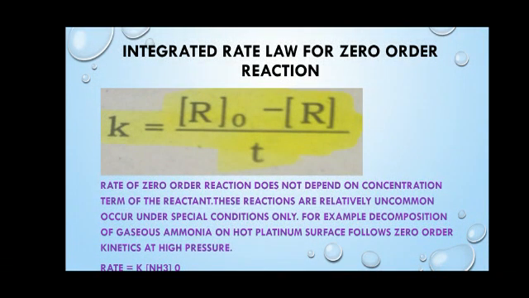This is now the integrated rate law for zero order reaction. You can see the integrated equation which is given here. k is equal to (R naught minus R) upon t, where k is the rate constant, R naught is the initial concentration of reactant, and R is the concentration of reactant at time t.